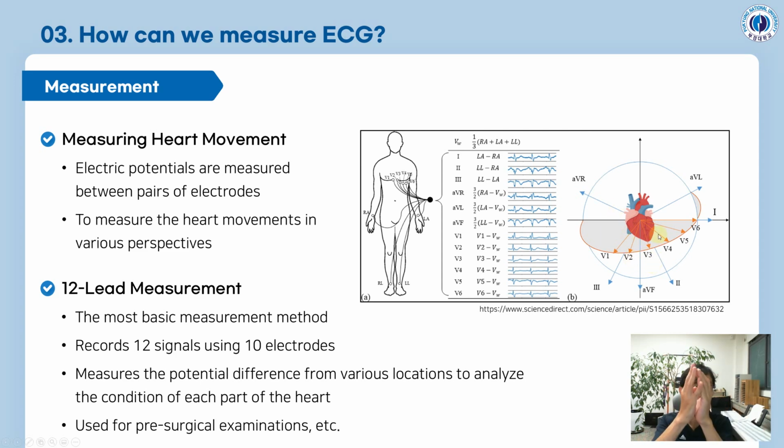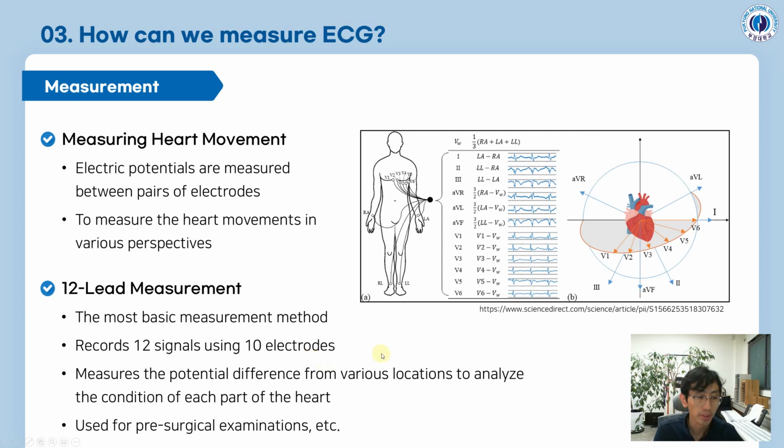There is one heart here, and we can measure in this way and that way, this way and this way, and then we can see lots of signals, and we can estimate and predict the states of our hearts. This is called 12 lead measurement. This is the most basic measurement method, and we get 12 signals using 10 electrodes.